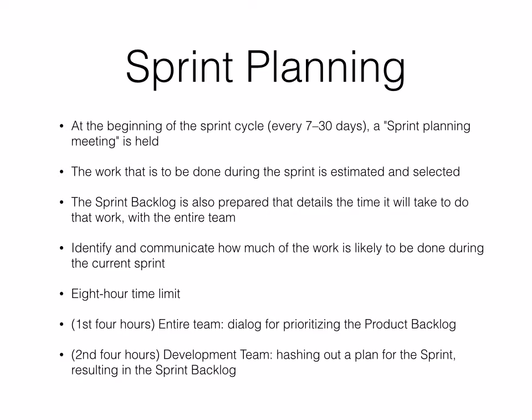So what I've done in the past and what I've seen in practice, and I've derived what I've done from best practice, is that during the first 4 hours, it consists of the entire team, product representatives, stakeholders. They have a dialogue for prioritizing the product backlog and what's going to go into the sprint. And then the second 4 hours is just the development team, where they hash out what they need to do for the sprint to get what the stakeholders want them to get done. And this results in the sprint backlog.